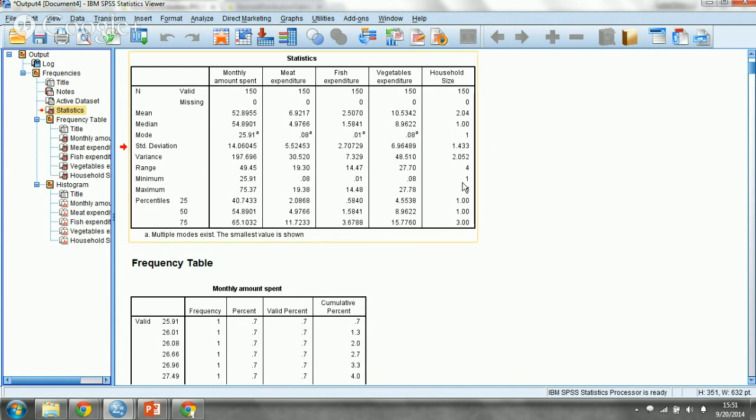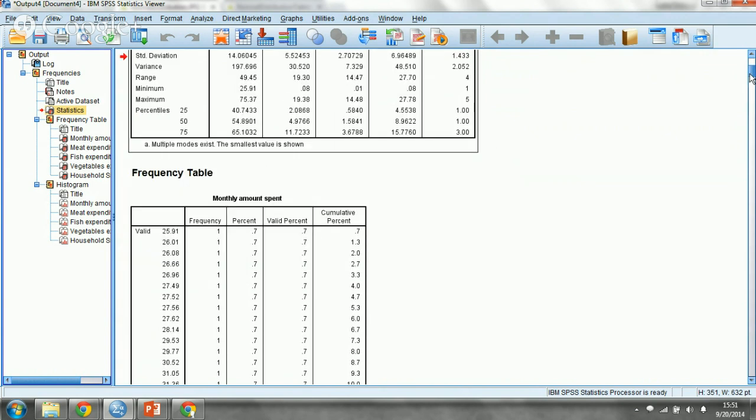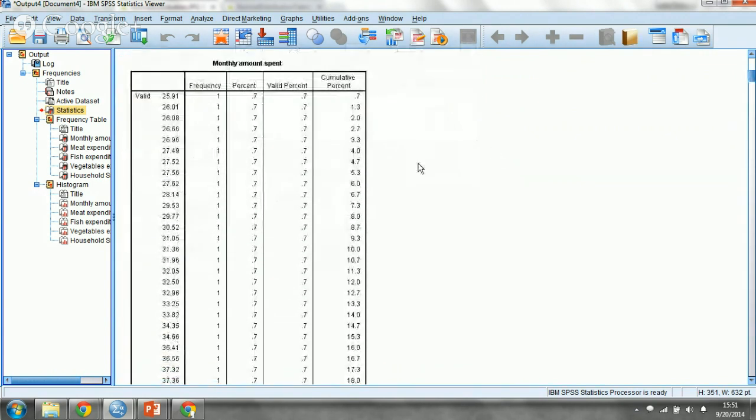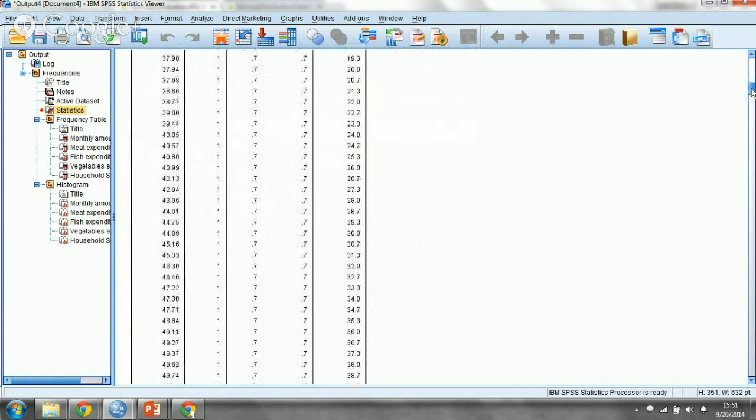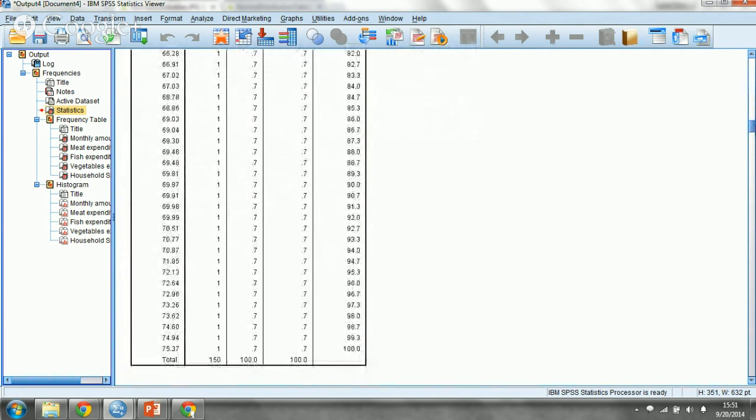The minimum household size was 1, and the maximum was 5, with a range of 4. And again, the 25th percentile was 1, the 50th percentile, which was the same as the median, was 1, and the 75th percentile was 3. All right, so we reported those, and I mentioned that I was going to add in the frequency tables, and you can see these frequency tables. For the monthly amount spent, nobody has repeated the same thing twice.